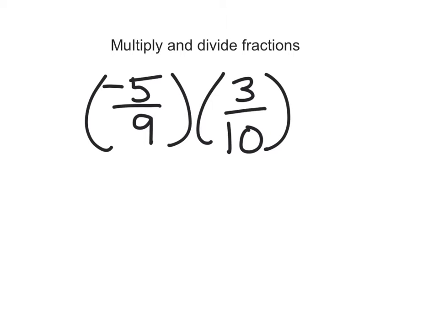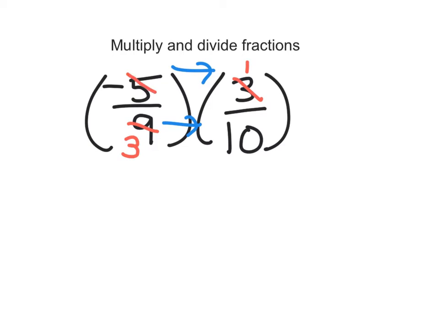Here we have negative 5/9 being multiplied by 3/10. Whenever we multiply fractions, we multiply the numerators and denominators straight across, like that. But before we multiply, we need to cancel any common factors. Here I can cancel out 3 into the 9. 3 goes 3 times into 9, 1 time into itself.